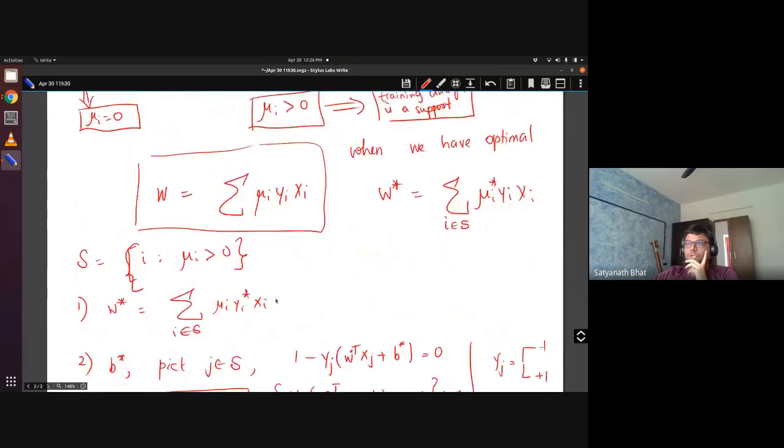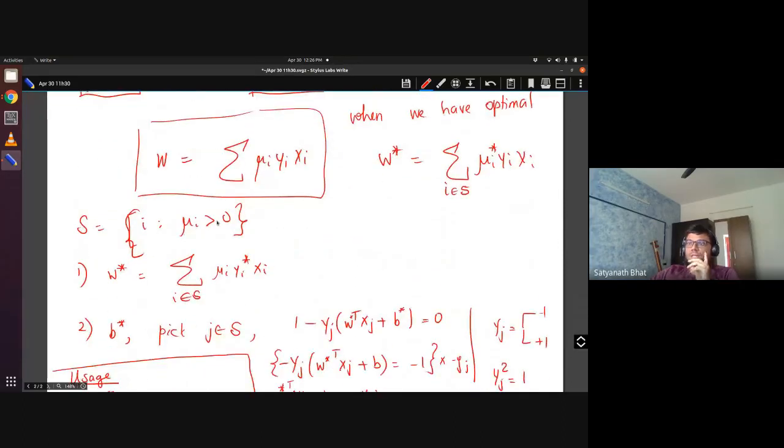So once you have solved it and you get mu stars, I should say here mu stars are greater than or equal to 0. Once you get the mu stars, I had written yi star like an idiot, so let me just make it yi. So once you get mu star, your W star is a linear combination where the weights are given by mu star. Is that okay, Siddharth?